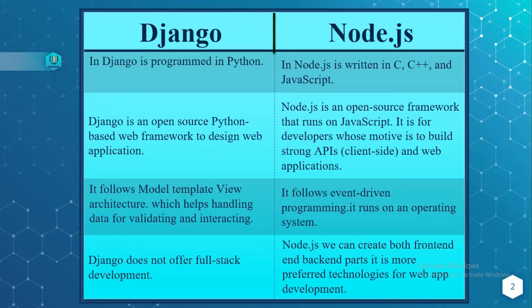So let's come to the next point. Django does not offer full stack development. Full stack development means front end, back end and middleware. Whereas with Node.js, we can create both front end and back end parts, so it is more preferred among technologies for web application development.